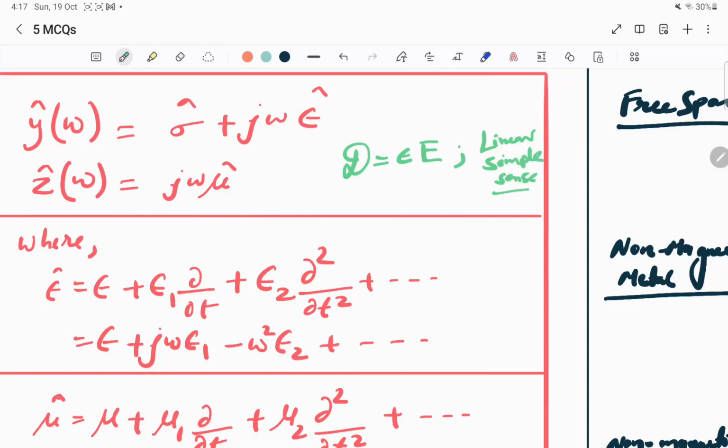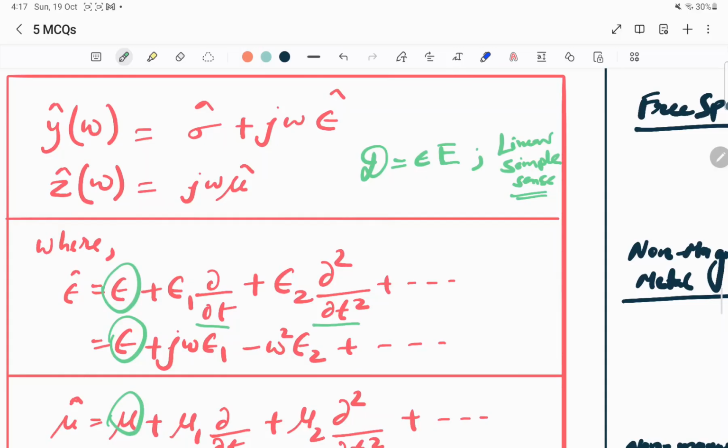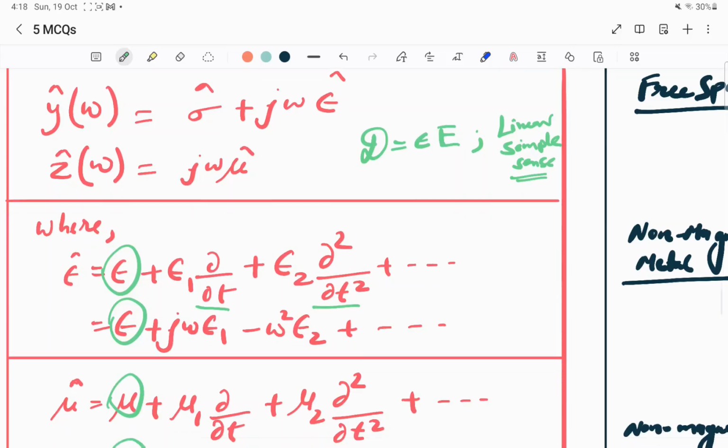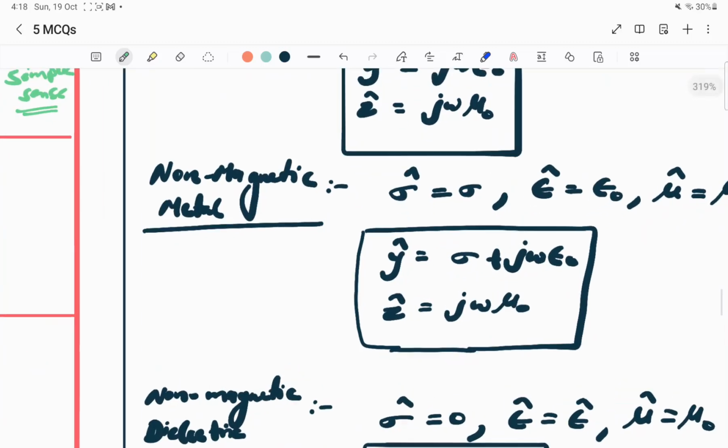When I say simple sense, it means the electric field is not changing with time at a very fast rate. That is why these derivative terms are neglected, and you are left with only the simple epsilon or the simple mu. So this is the half truth which you know and which is usually given in textbooks for undergraduate students, but the full reality is this. All right, so let's see what has been asked in the question.